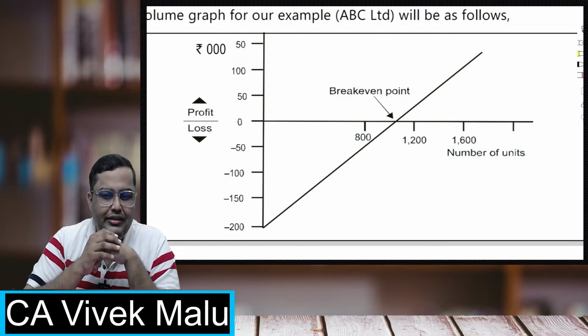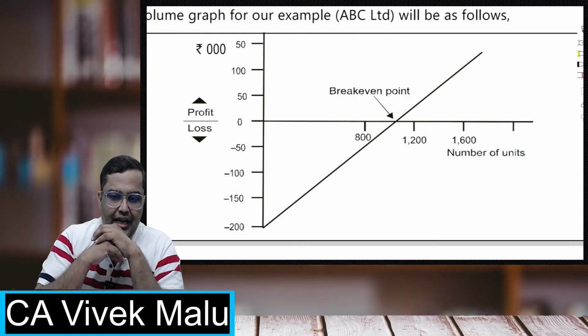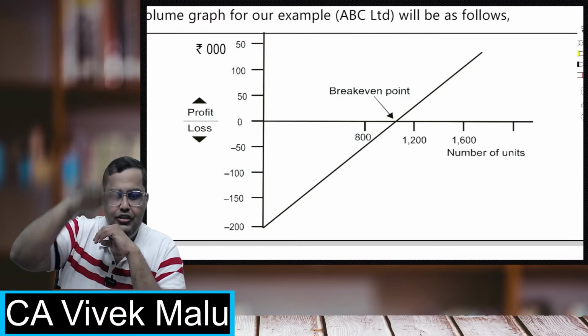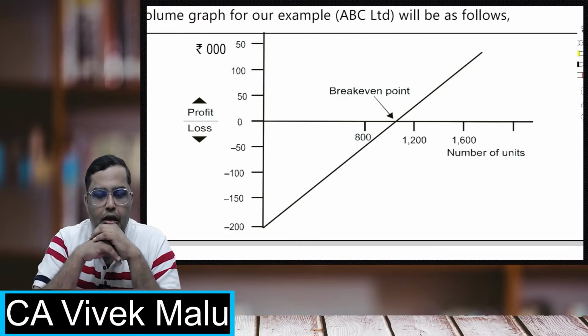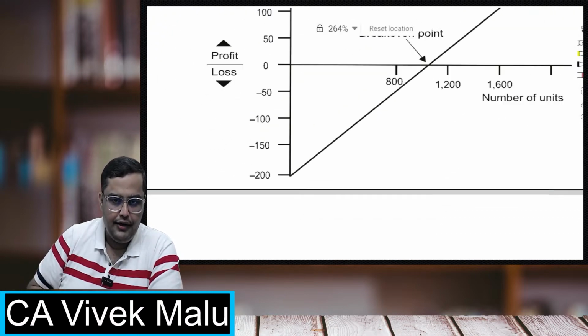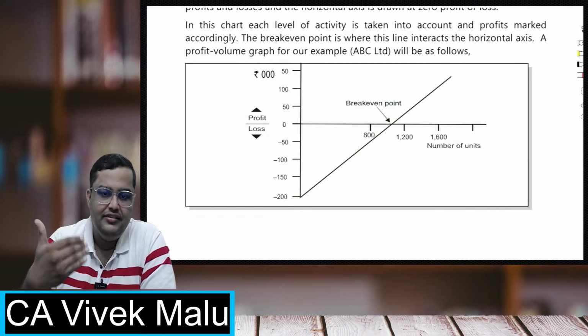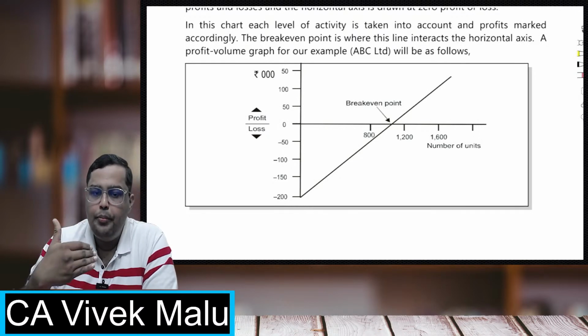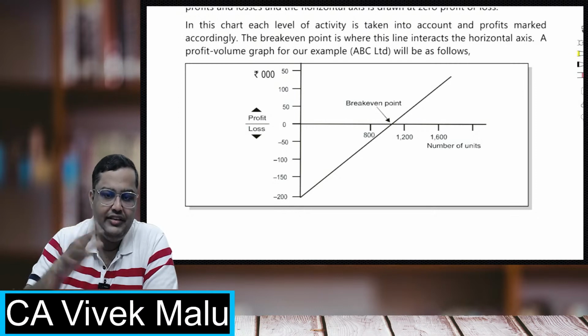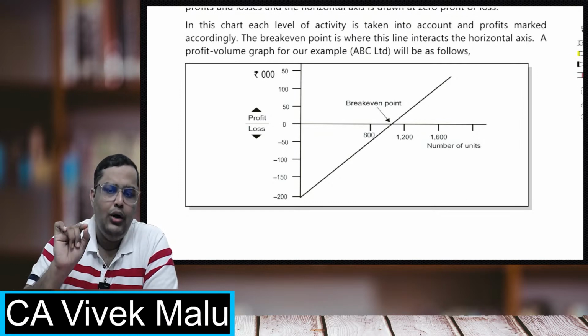Then how to draw this graph? I'll give you some suggestions. First, draw the profit line: minus 200, minus 150. These are the profits at various levels. Start at the fixed cost level, so we are starting with negative 200. Always negative. Why? Because we are always at a loss. When there is zero production and sale, your fixed cost is entirely the loss.